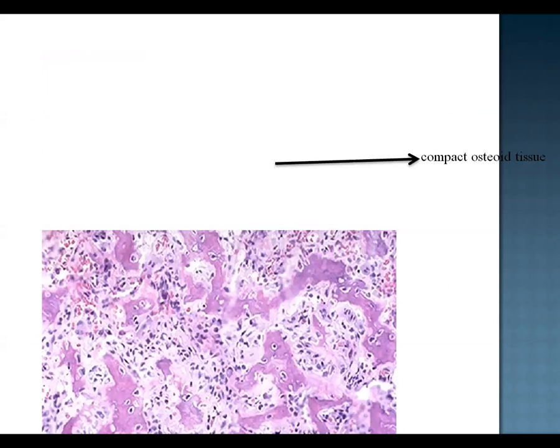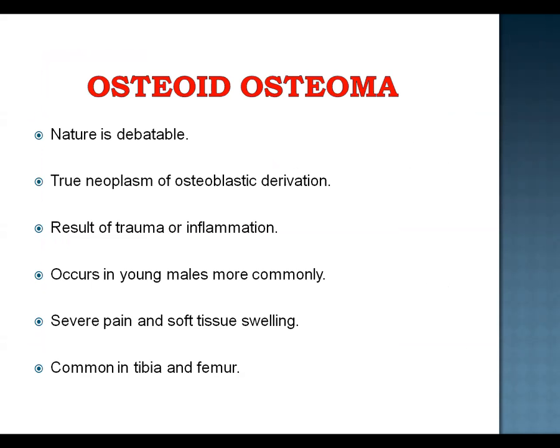Histopathological picture: osteoid osteoma, nature is debatable. True neoplasm or osteoblastic deviation, result of trauma or inflammation, occurs more commonly in young females. Severe pain and soft tissue swelling, common in the tibia and the femur.